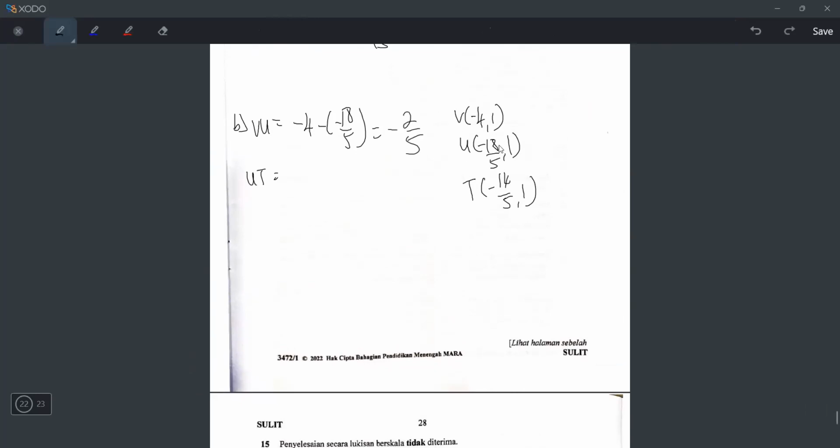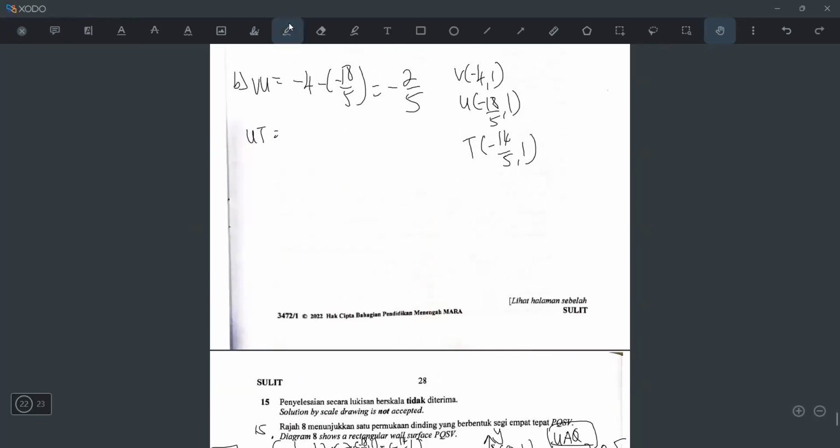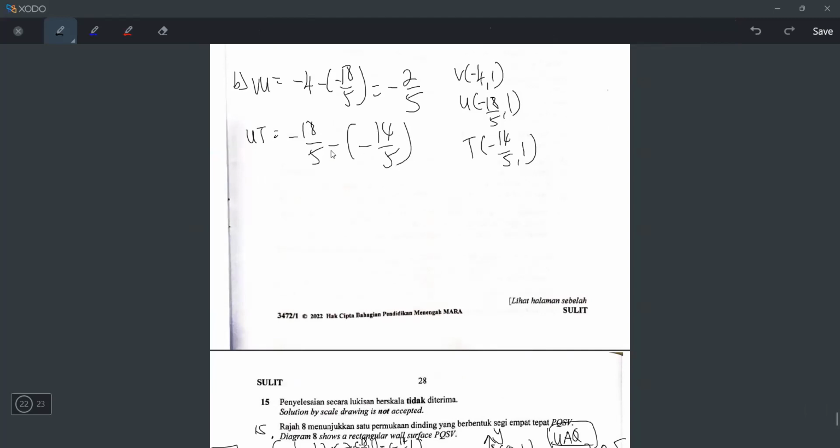And then what about UT? Let's look at the diagram. I will just take U's X coordinate, negative 18 over 5 minus negative 14 over 5. Because they are all on the same line, I can do it like that. Minus minus becomes plus, right? So negative 18 over 5 plus 14 over 5. So I get negative 4 over 5.